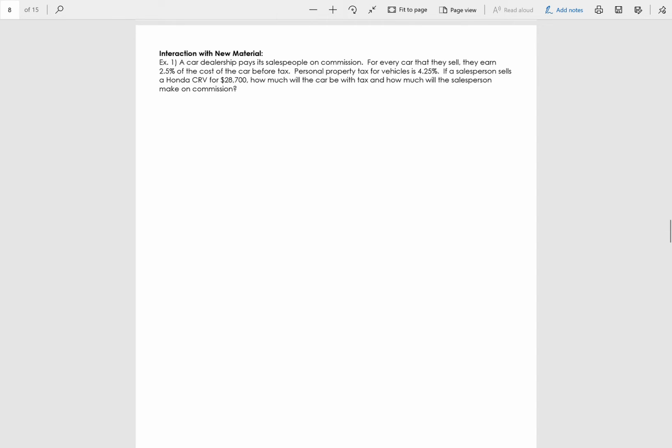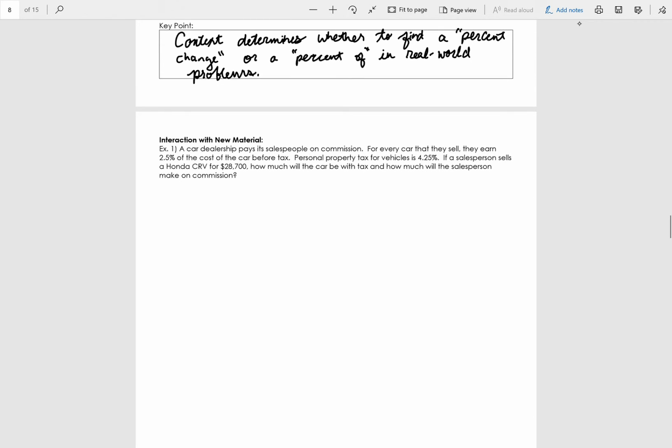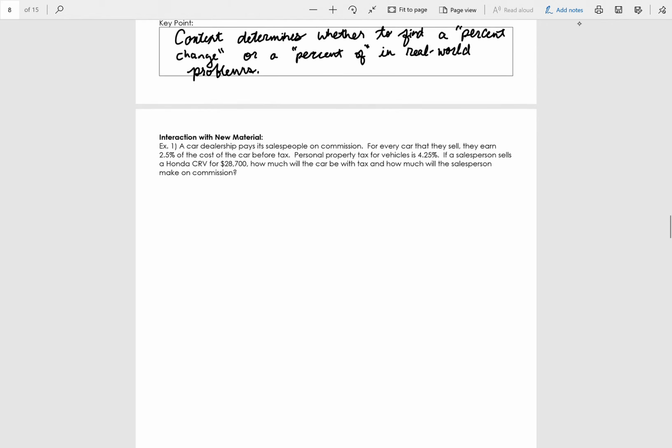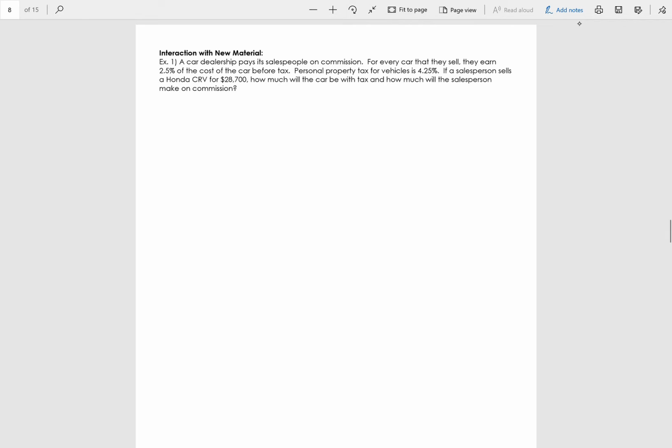So the first thing we're going to do is annotate, because our key point says that the context determines whether to find a percent change or a percent of in these word problems. The difference between the two is that a percent change is adding or subtracting from our total number, and a percent of is we're just finding a chunk of that total number. We're not adding or subtracting anything on. So let's take a look at what it says about commission first.